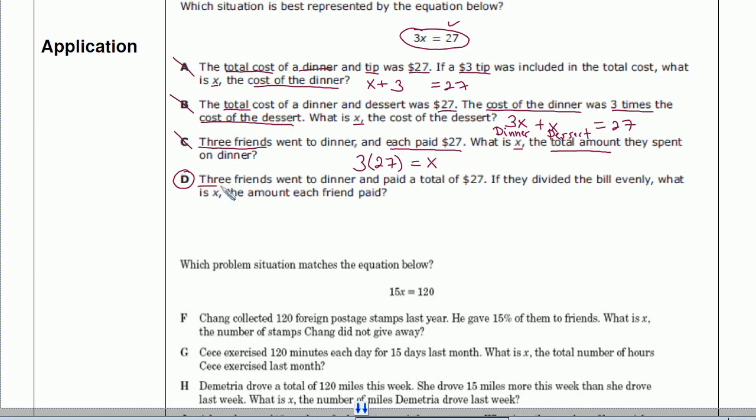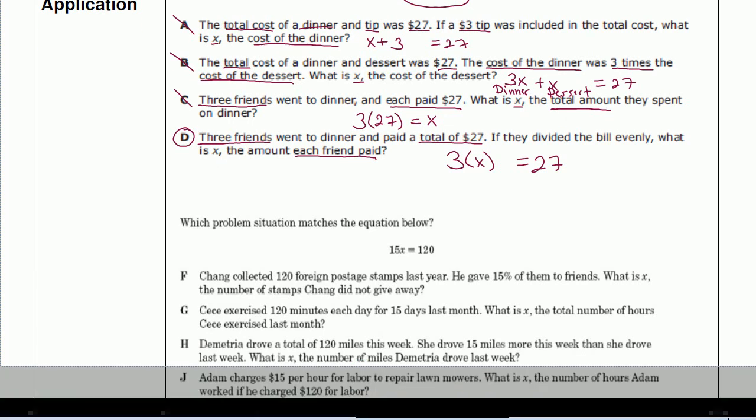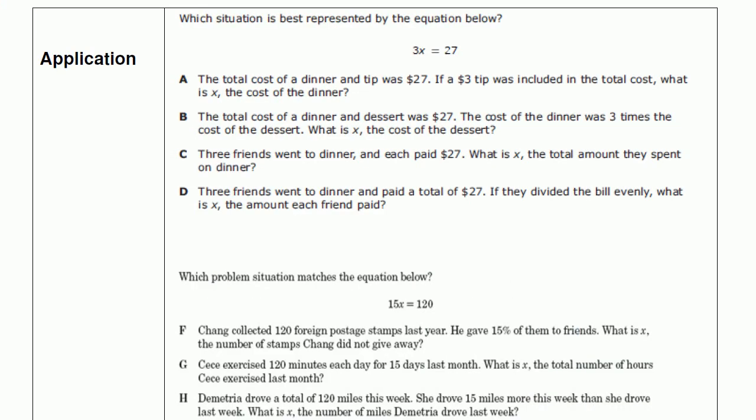Let's look at it. 3 friends went to dinner, just like this one, and paid a total of $27. So there's my total, 27. That's good so far right there. That's my check mark. Equals 27. And we know 3 friends went to dinner. So if they divided the bill evenly, what is X, the amount each of the friends paid? So that means I'm going to multiply 3 times the amount each one paid, and that should be equal to the total, $27. So that one does match our equation, so the answer choice is in fact D. Okay, let's go to the next one.